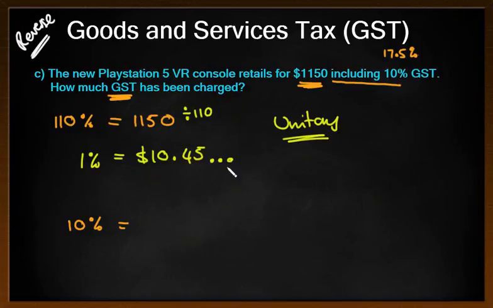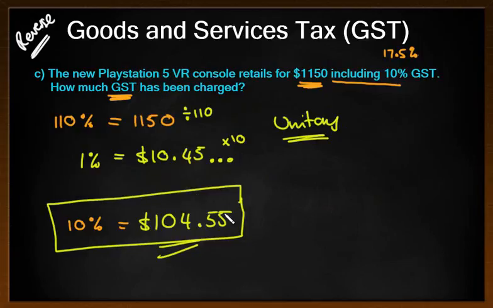That means it continues. So in order to get the 10%, well, you could find the 100% and then just find the difference between them. But it's also just easy to times this by 10 to get 10%. So I'm going to whack it by 10, and I end up getting $104.5454..., and now I can round my answer to be $104.55. So that's how much the GST was added. If I wanted the actual price of it before GST, you can now subtract that from the answer. But that for me is a really easy way of doing it.